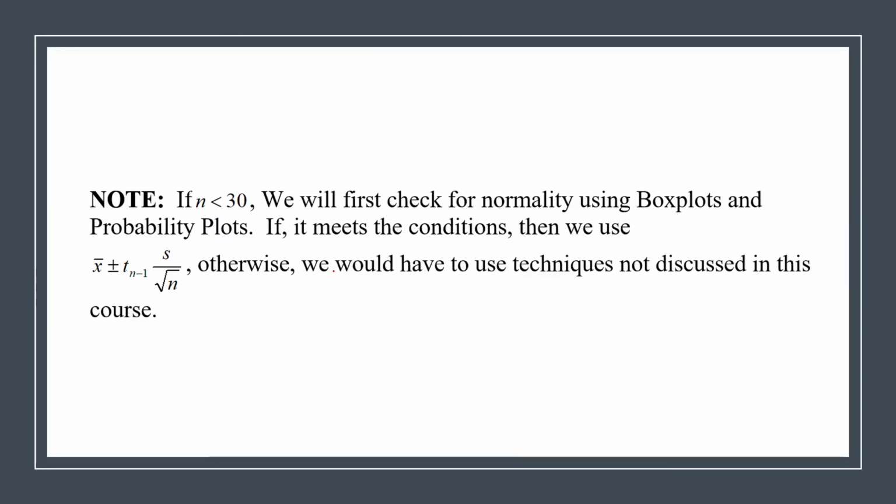Note, if the sample size is less than 30, we first have to check for normality using box plots and probability plots. If it meets the conditions, then we can use x bar plus or minus t sub n minus 1 times s over the square root of n. Otherwise, we would have to use techniques not discussed in this course.